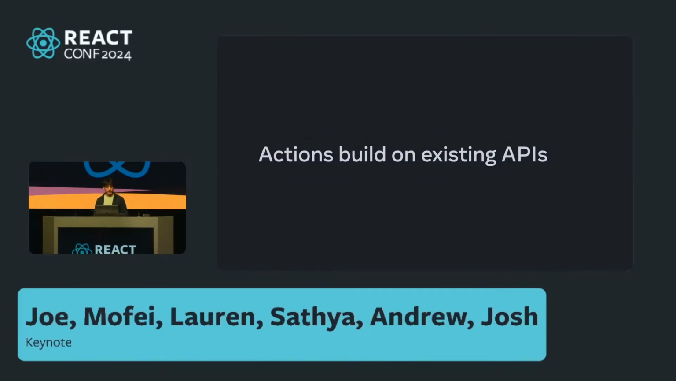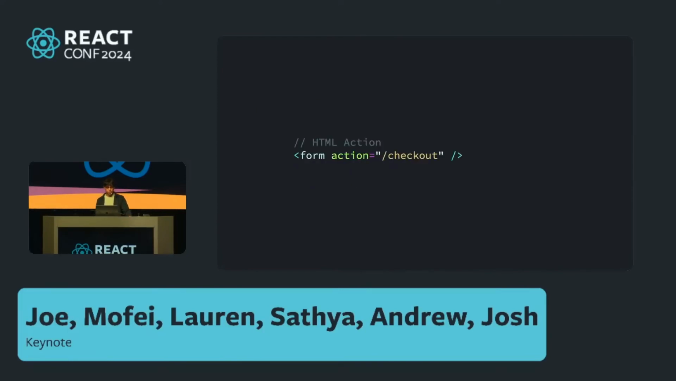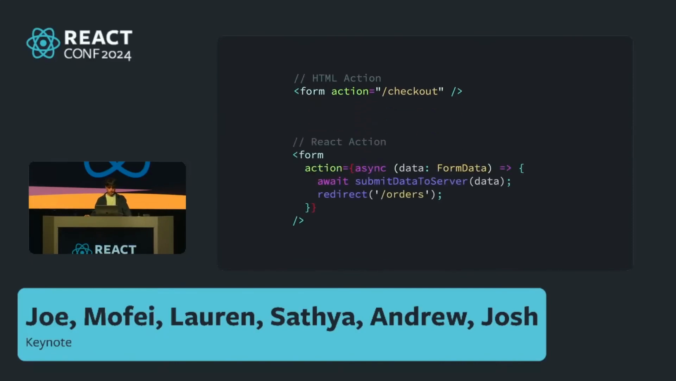React Actions are an evolution of two existing APIs. The first is React Transitions, a powerful feature for updating state without blocking user input, introduced in React 18. Actions build on transitions by adding support for asynchronous functions. And the second, of course, is the HTML form API. Using a React action is a lot like using an HTML form action, except instead of passing a URL to the action prop, you can now pass a function.